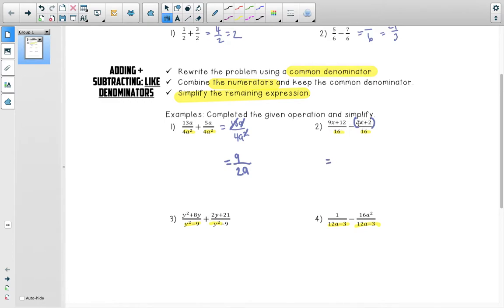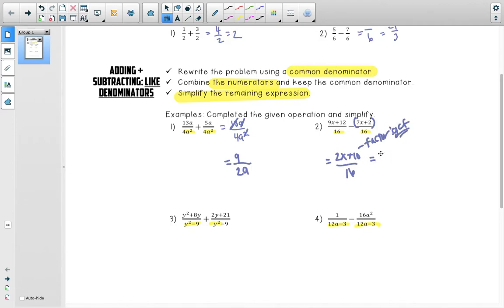Okay, so 9x minus 7x is 2x. And 12 minus 2 is 10. And it's positive 10. We have 16. Well, we might have to simplify. And if there's more than one term, you might need to factor, and most likely by greatest common factor.